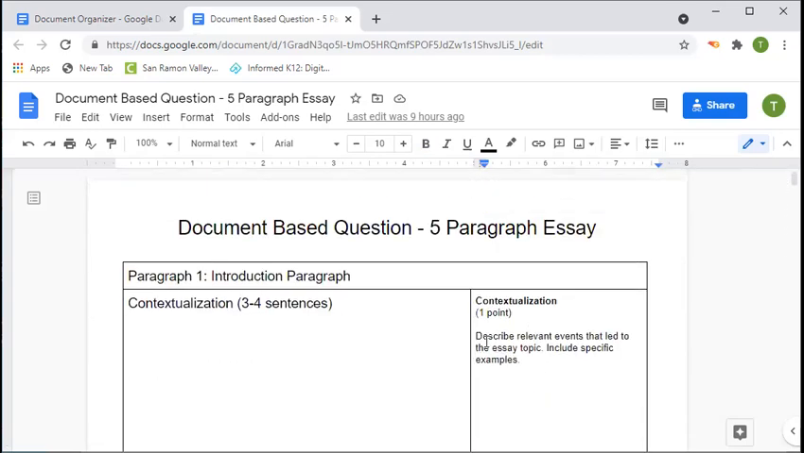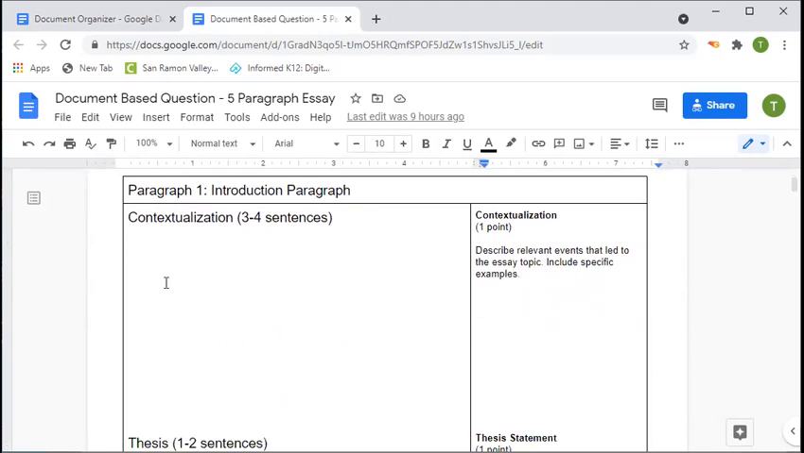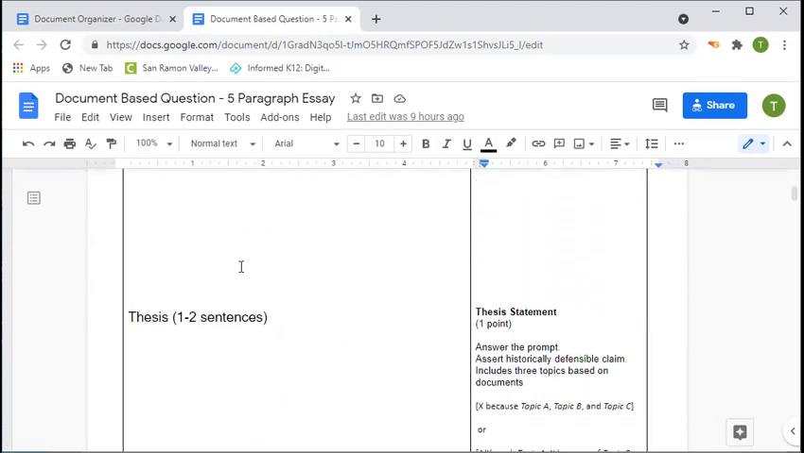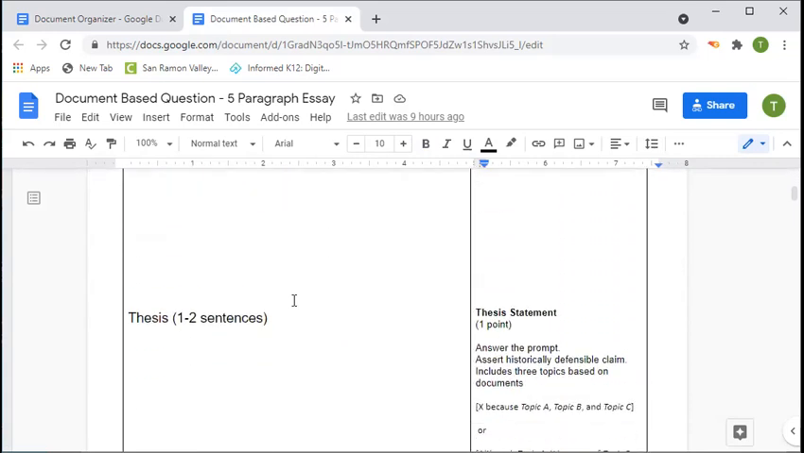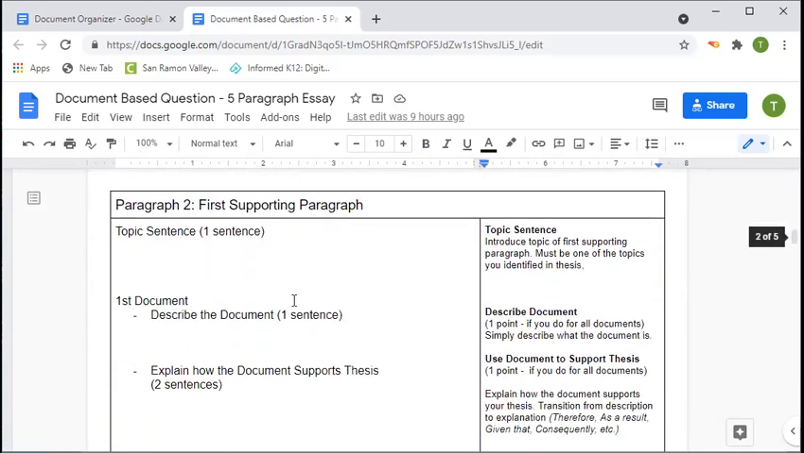And what you need to do is fill out the column on the left. So you need to write your 3 or 4 sentences of contextualization. You need to write your 1 or 2 sentences of thesis. So you really are basically fully writing out your introductory paragraph. Then a 1-sentence topic sentence.